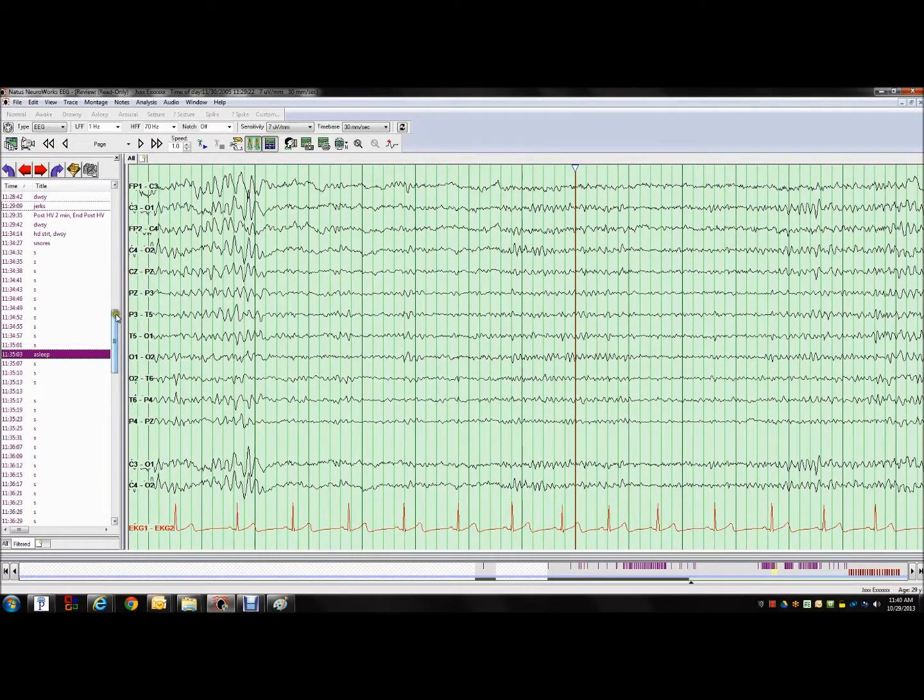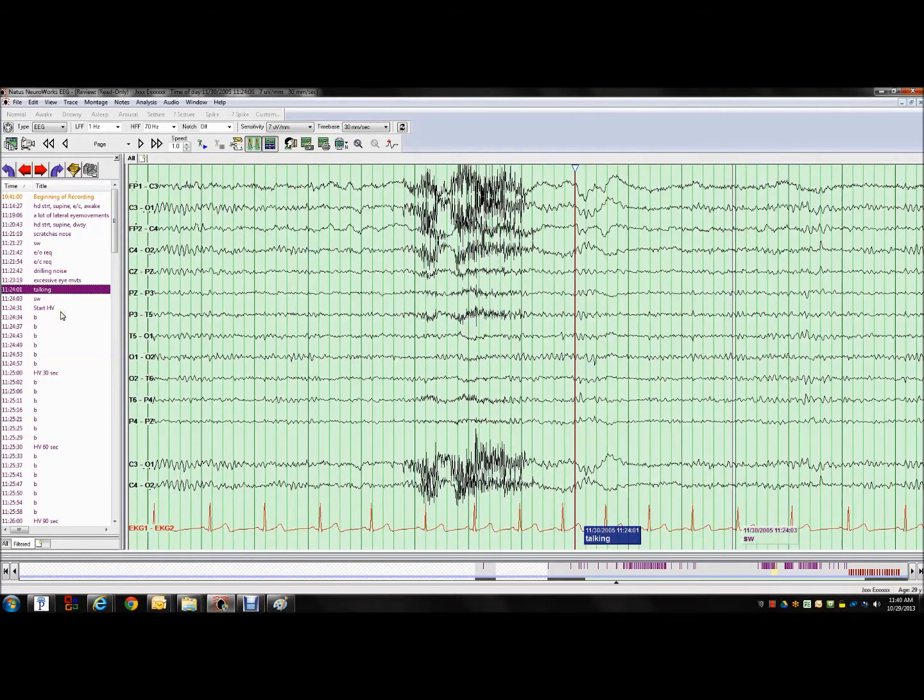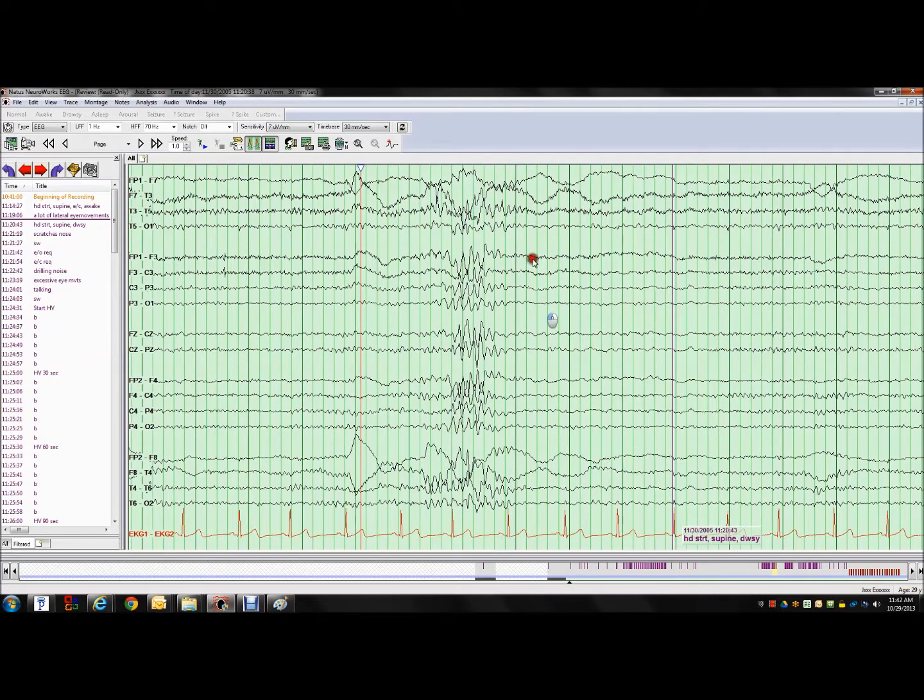What I'd actually like to do is go back to what we were calling those bursts, because actually I'm going to change my mind. So yeah, looking back at this burst activity, is it wickets or is it something more? I'm leaning towards it being something more, so I'm going to say that this EEG is abnormal because of this bilateral burst of irregular sharp theta.